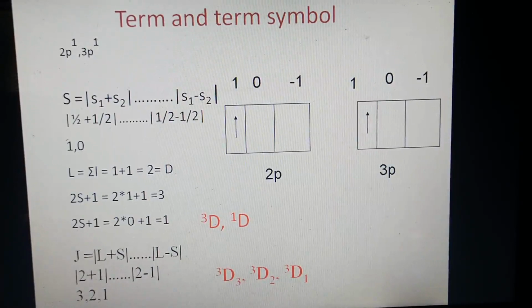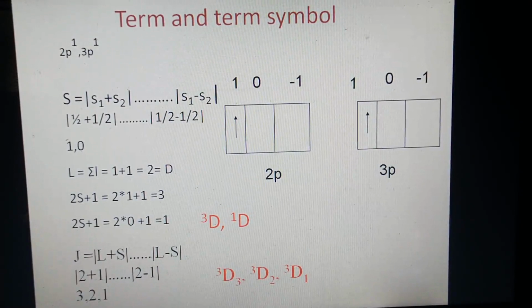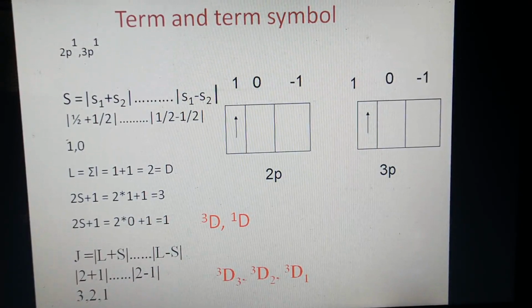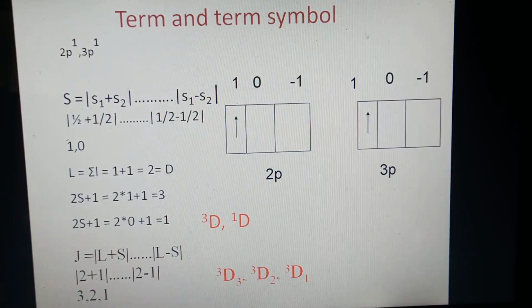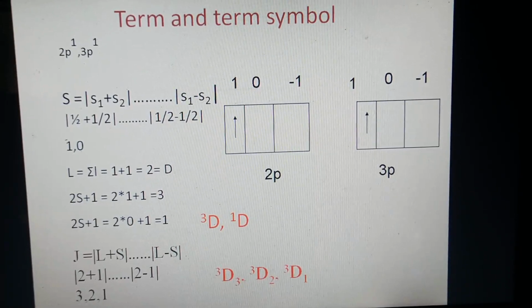So I am taking the simplest example for calculating the term and the term symbol. The electrons are in the 2p1 and 3p1 orbitals. Here we only deal with the p1 and p1 orbitals. There is nothing to do with the 2 and the 3, the principal quantum numbers. On the right-hand side is the electronic configuration of the 2p1 and 3p1 orbitals.